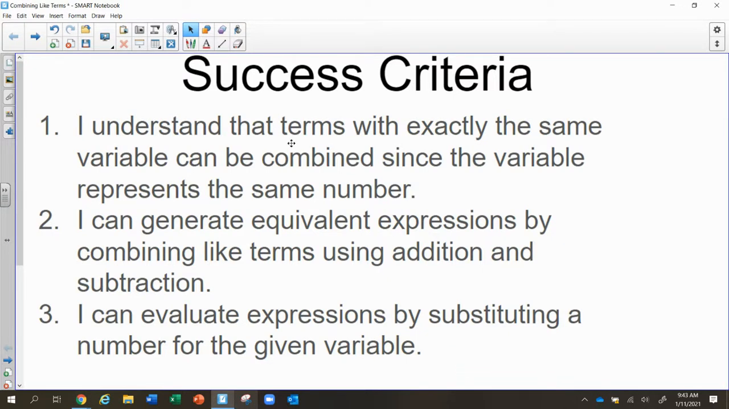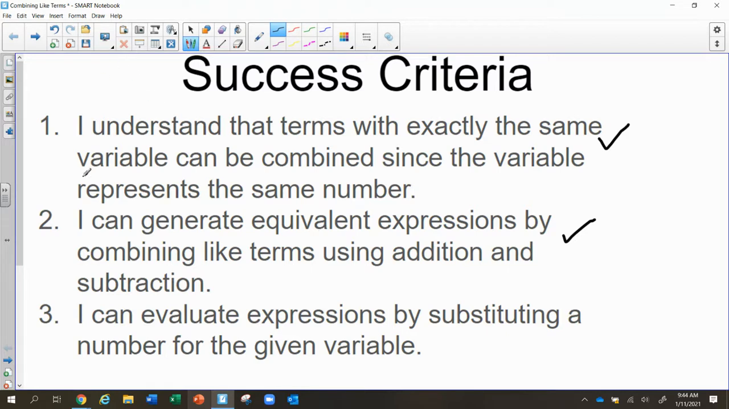Hey guys, this is the lesson on combining like terms. So the success criteria are right here. I can understand that terms with exactly the same variable can be combined since the variable represents the same number. I can generate equivalent expressions by combining like terms using addition and subtraction. I can evaluate expressions by substituting a number for the given variable. The focus for this lesson is going to be success criteria number 1 and number 2.